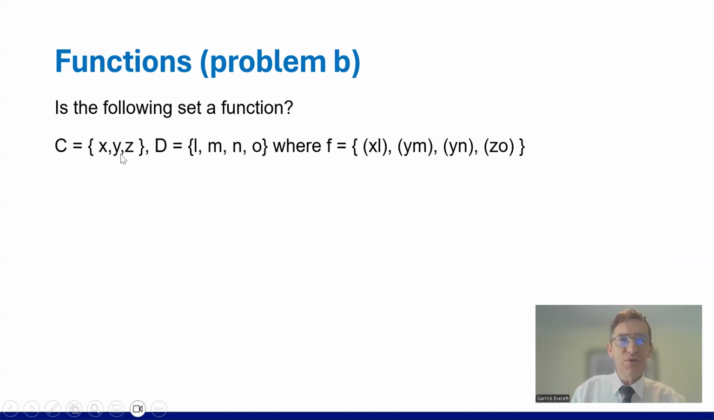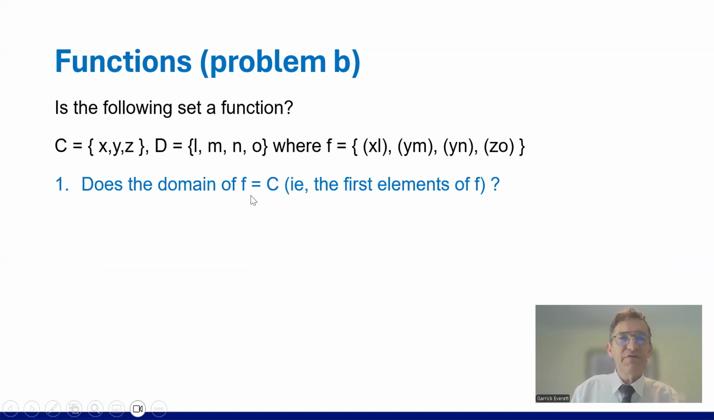C is X, Y, and Z, and D is L, M, N, O. And now F, the function of that, is XL, YM, YN, ZO. And immediately your brain is ticking. Does the domain of F equal C? In other words, are all the first elements of F in C? So you've got X, Y, and Z. So yes, the domain is covered, F is C.